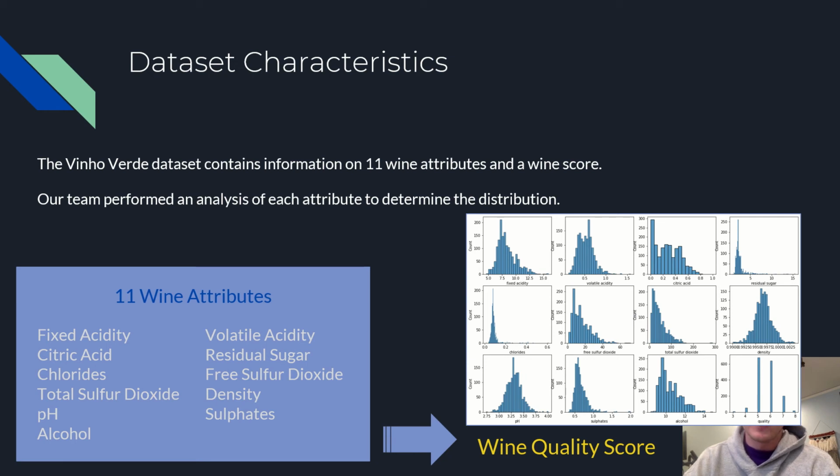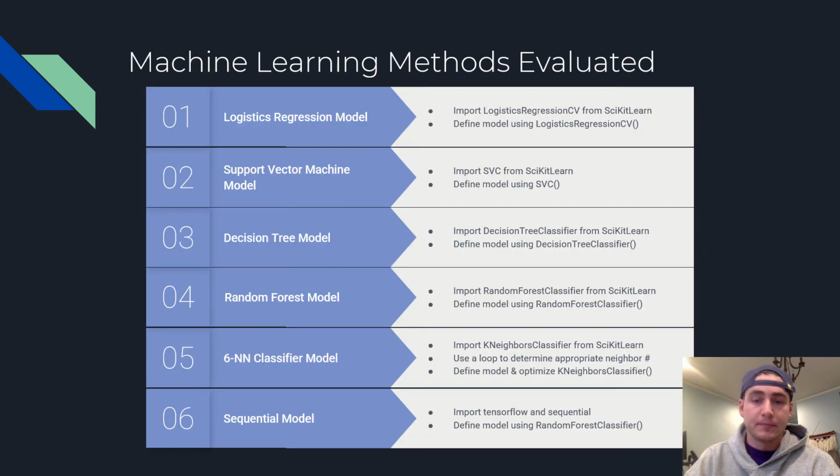Now that we have provided a brief overview of the data set we have selected for our project, I would like to briefly introduce the machine learning methods that we performed. The project requirement was that our team explore a minimum of 3 different machine learning techniques. However, to ensure that we did a comprehensive analysis on the different methods that we have discussed in class, our team evaluated 6 different methods.